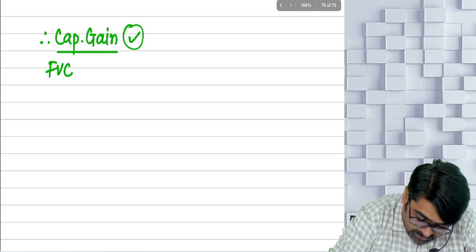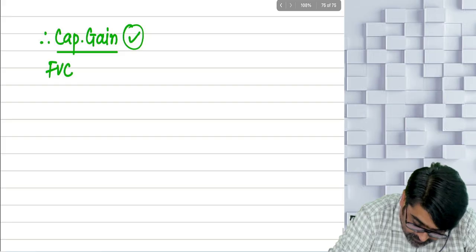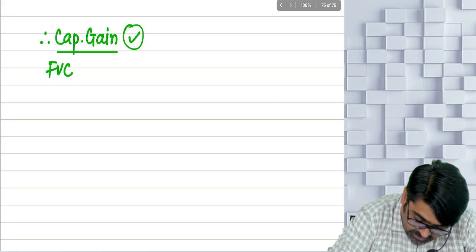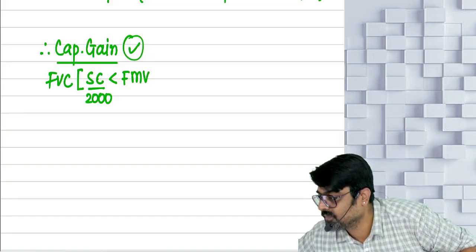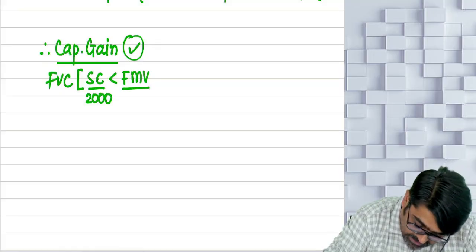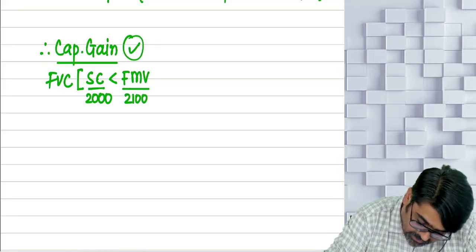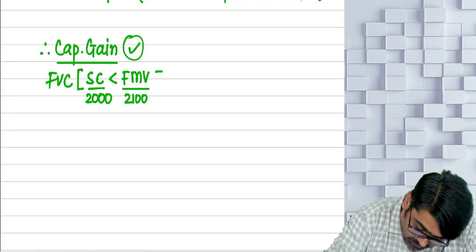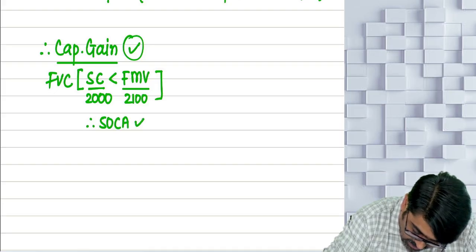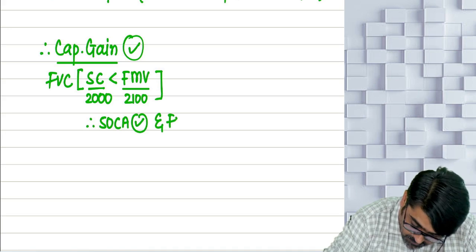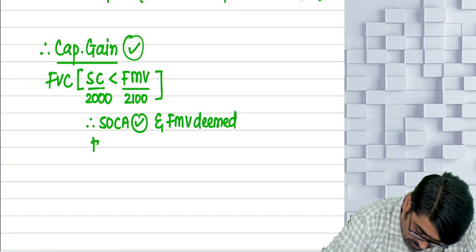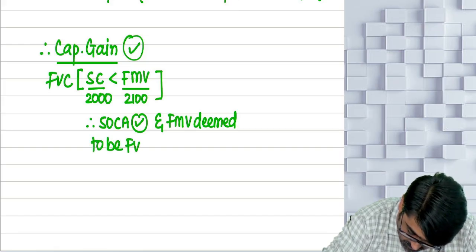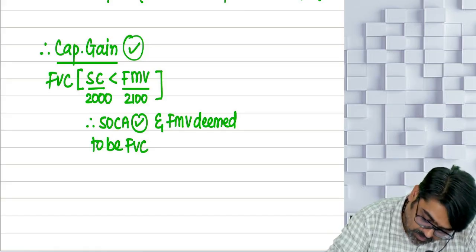Sale consideration is less than fair market value. What is the sale consideration? 2000. What is the fair market value? 2100. Yes or no? Therefore 50CA will apply, and fair market value is deemed to be what? Full value of consideration. So tell me, what will be the full value of consideration?